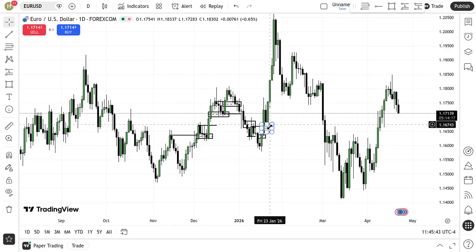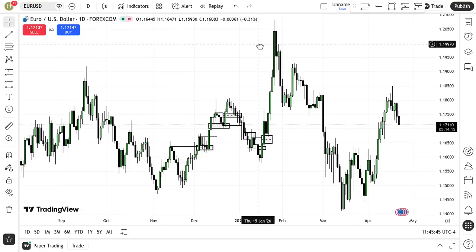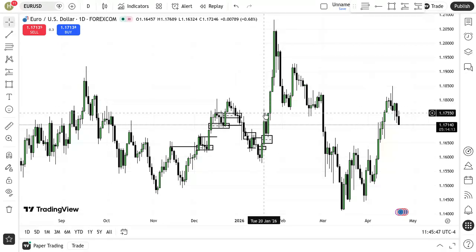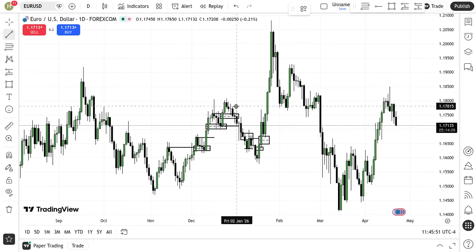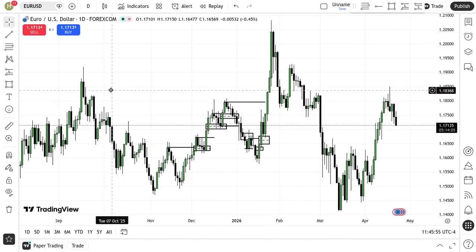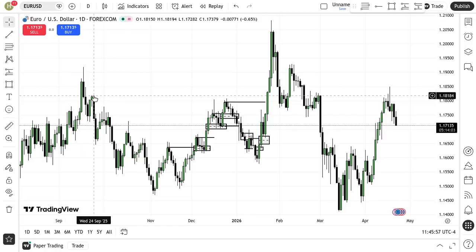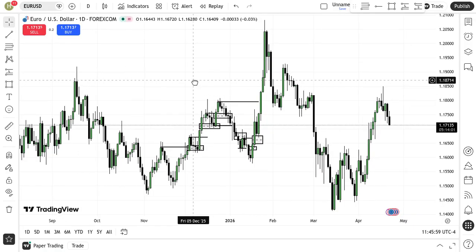So price comes into that gap, taps it, and continues higher, and then we get the biggest move so far. So now that we had this huge move, what do we see? Well, we see market structure shift above this high. We also see a market structure shift above this high and this high. So we're bullish again. What do we expect?